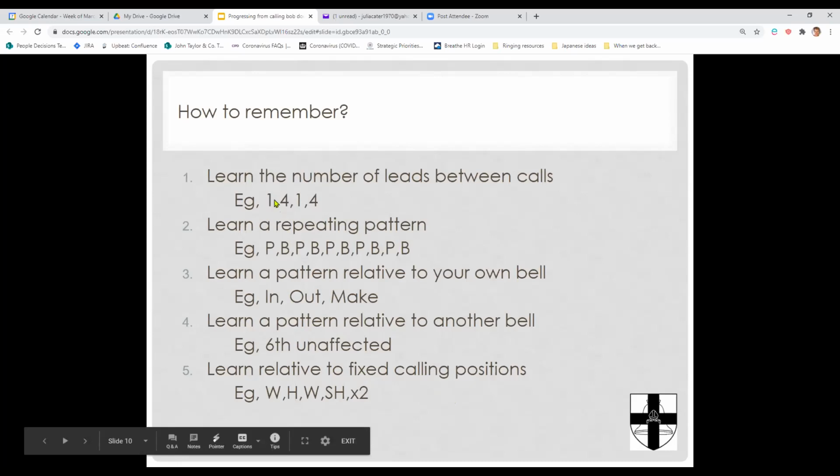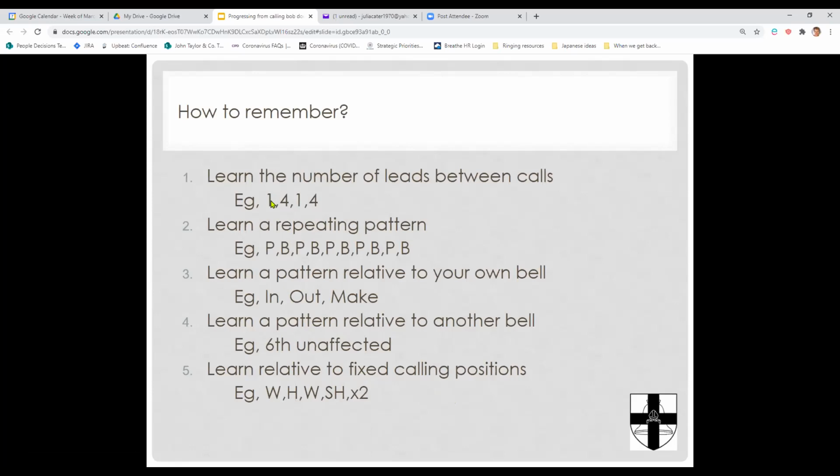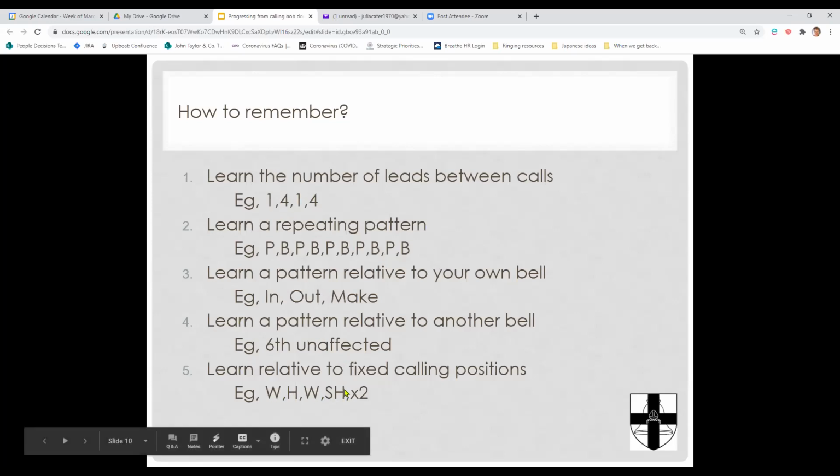So does anyone want to have a guess at what that one is? Bob in the first lead, and then 4 leads later there's a bob, and then 1 lead later there's a bob, and then 4 leads later there's a bob. What is that? Does anyone want to tell me, or put it in the chat box, or unmute and tell me what that might be, if we were to give it calling position language?